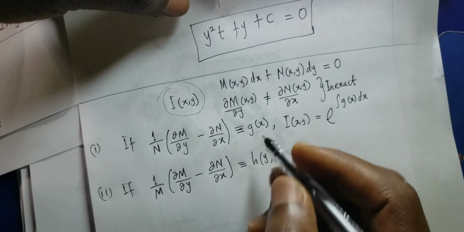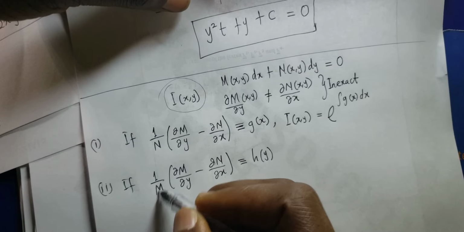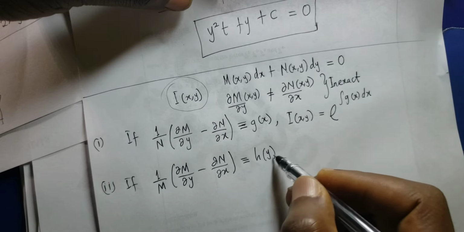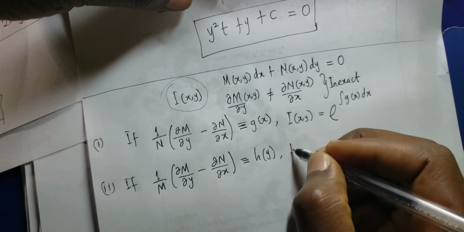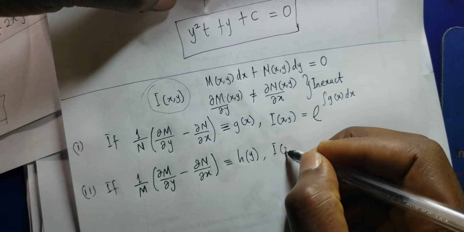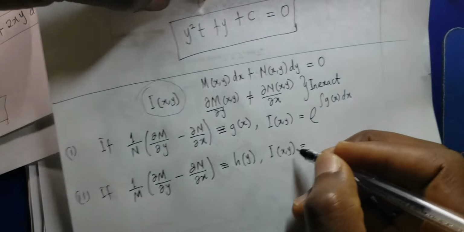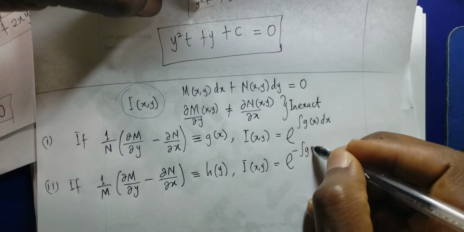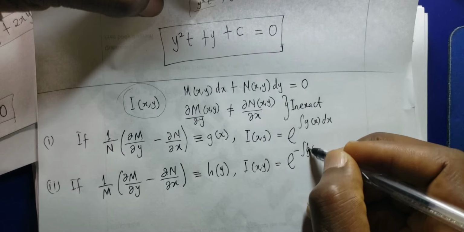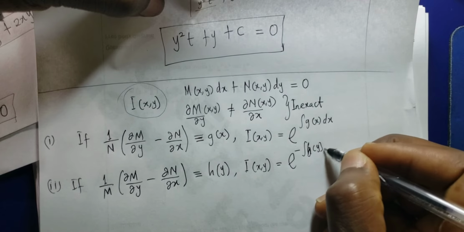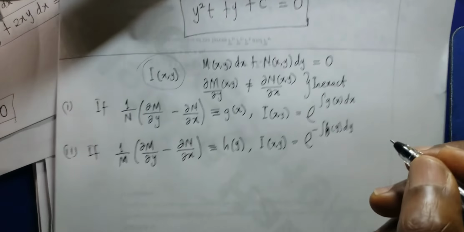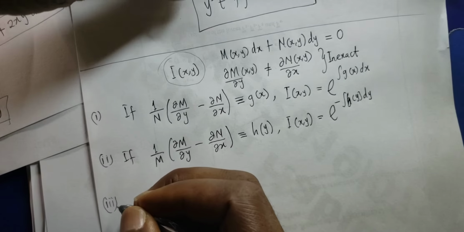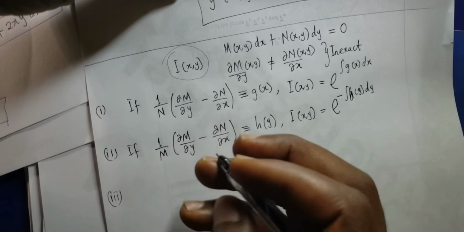That means at the end of the day, by the time you do this, now you are multiplying it by 1 over M, and then you get a result that depends only on y. Then you can get an integrating factor I of x comma y, which is given by e raised to the power minus integral of, sorry, in this case h of y dy.